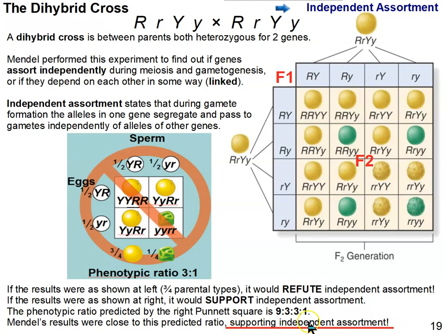And again, Mendel was lucky that the characters he was working with in pea plants did assort independently, because if they didn't, it would have confused him, and he may not have even come up with this idea of independent assortment, which is now a principle of basic genetics, a law of basic genetics.